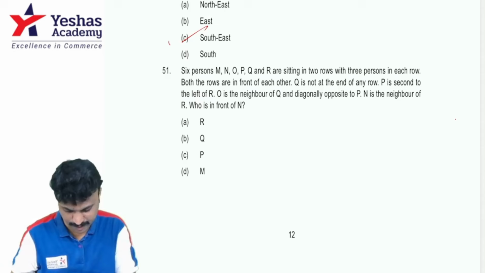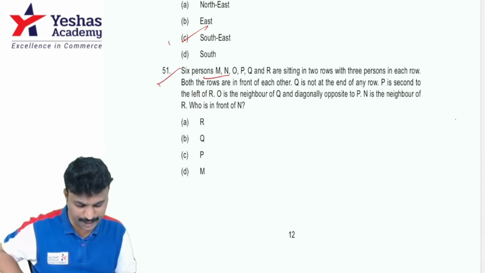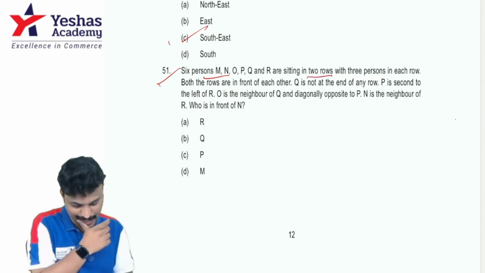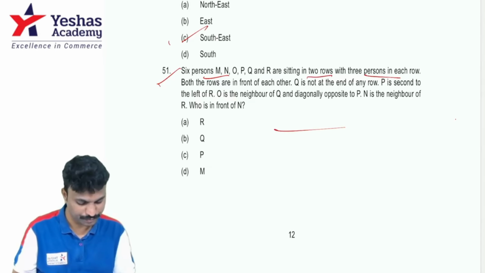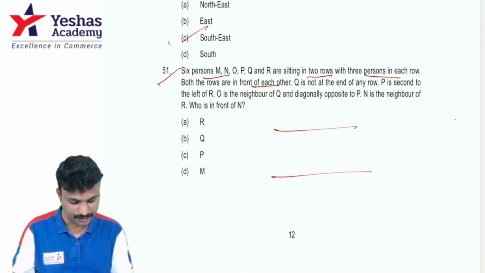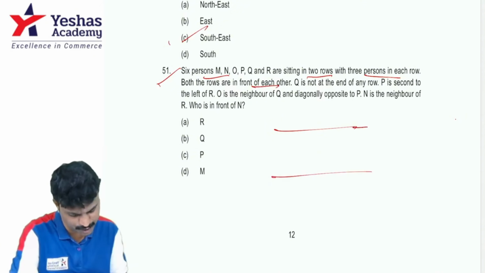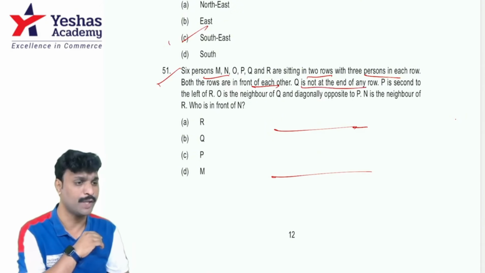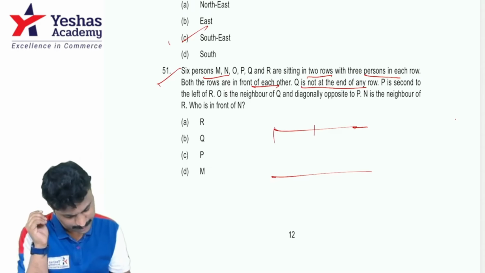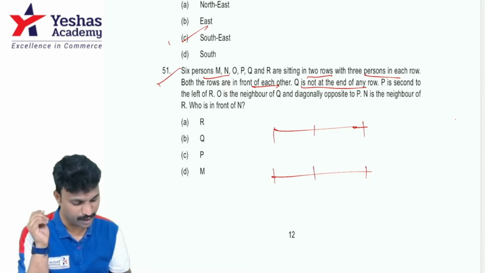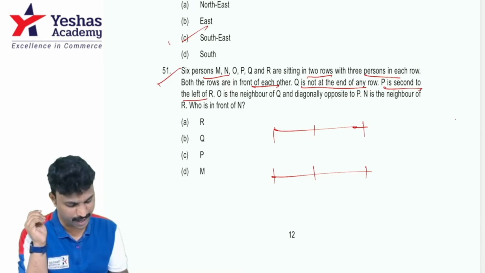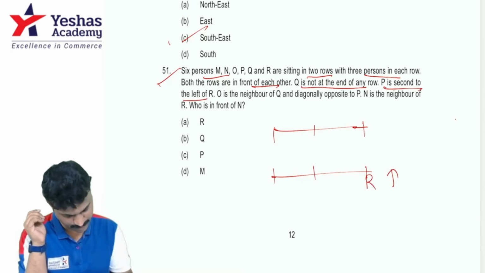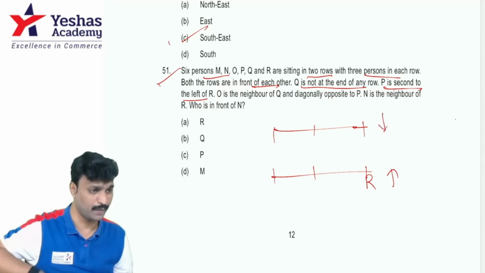Question number 51. 6 persons M, N, O, P, Q and R are sitting in 2 rows. 3 persons in each row and facing each other, in front of each other. This is the same question as we have solved in the regular class. Q is not at the end of any row. Q can be in the middle of any row, which we are not sure. P is second to the left of R. If I locate R here, this is north facing and the other one is south facing.